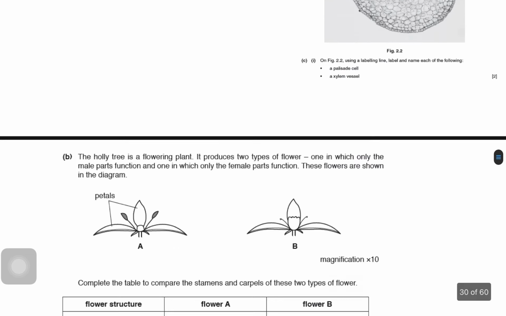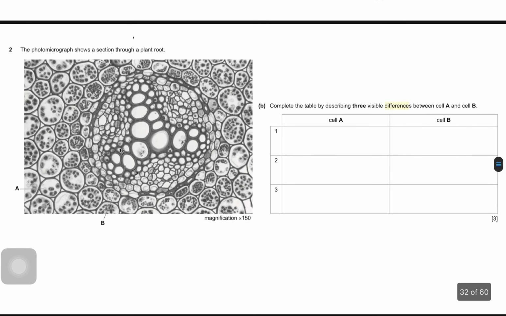Let me give you some examples from actual past paper questions. These questions are all from papers of 2015 till 2022, so these are not very old papers. They give you a very good idea of how to write answers. For example, you have to differentiate between cell A and cell B.